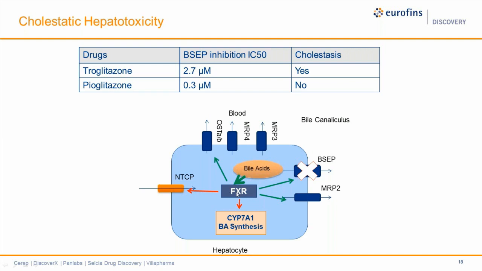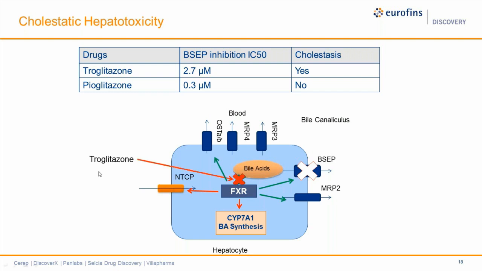The activated FXR upregulates the expression of efflux transporters such as BSEP, MRP2, and OST, and downregulates the expression of the bile acid uptake transporter NTCP, and CYP7A1, which is responsible for synthesis of bile acid in hepatocytes. So this way, the homeostasis of bile acid is maintained, even though the clearance of bile acid by BSEP is blocked. Inhibition of BSEP alone may not cause cholestasis.